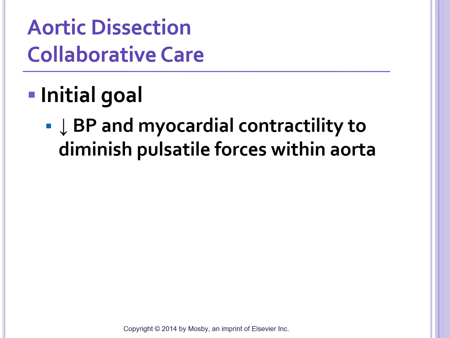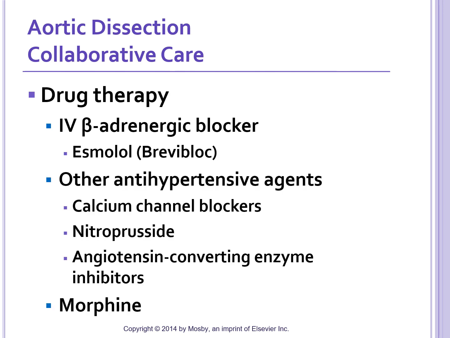So our initial goal is to decrease blood pressure and myocardial contractility, because if we have increased pressure against those arterial walls, then the greater risk for that dissection becoming worse. So beta blockers are our drugs of choice, our medications of choice, and they are given IV drip. They're not given PO to help control hypertension to minimize the progression of that dissection. And then morphine is our preferred analgesic as well, because it relieves pain, it relieves anxiety, and it also helps decrease afterload a little bit.